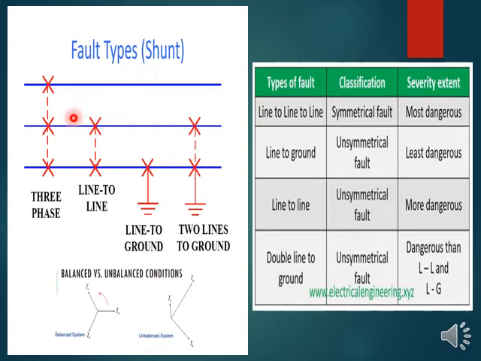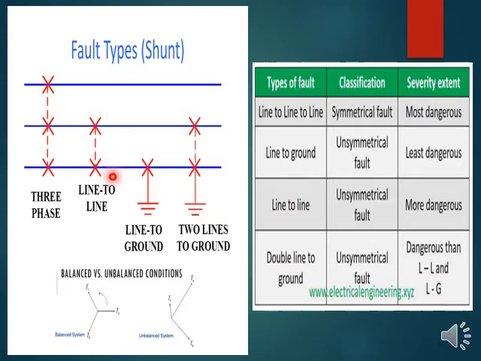So this is a three-phase fault, which is a symmetrical fault. Between the three phases the fault can occur, or between the three phases with respect to ground it can cause a fault, which is again a symmetrical fault. Now these three are the unsymmetrical faults. First, line to ground is a fault. Two lines to ground is a fault. Line to line is a fault.